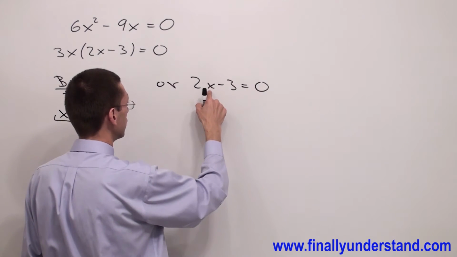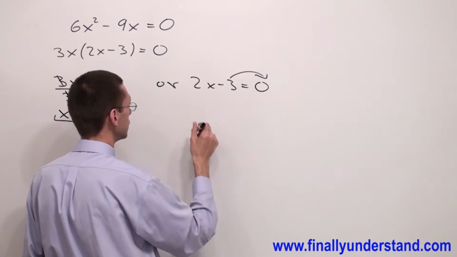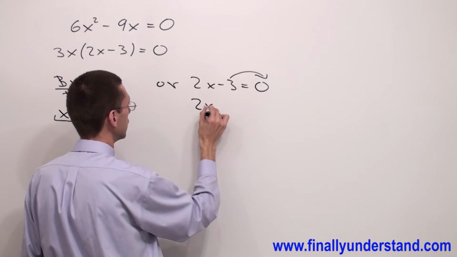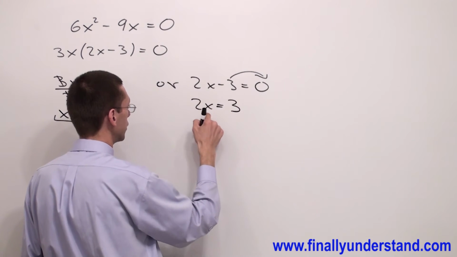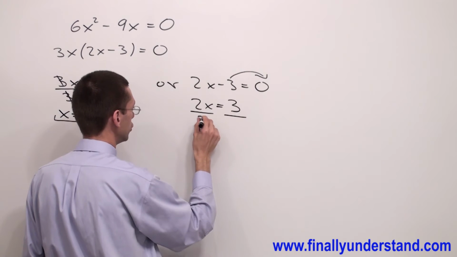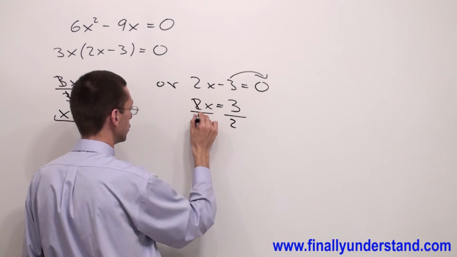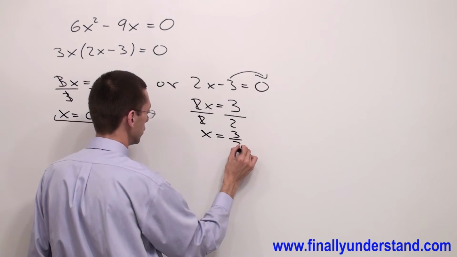In order to find value of x, I have to move this negative 3 to right side, and I have 2x equals 3. In order to find value of x, I have to divide both sides of the equation by 2. 2 and 2 will cancel out, and I have x equals 3 over 2.